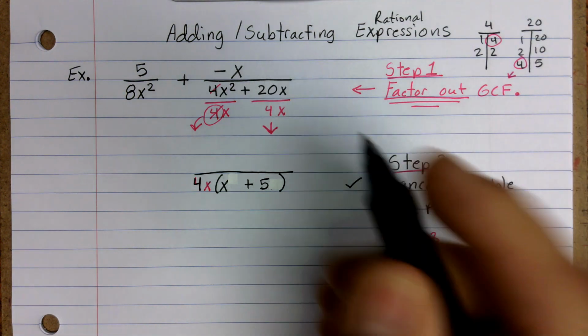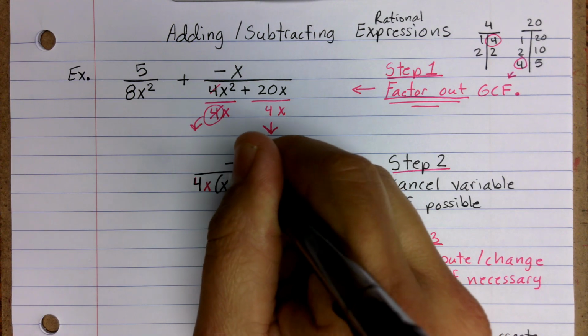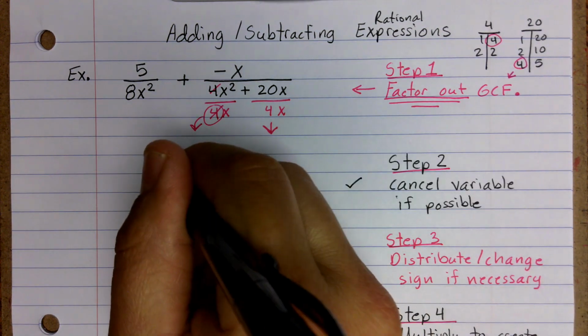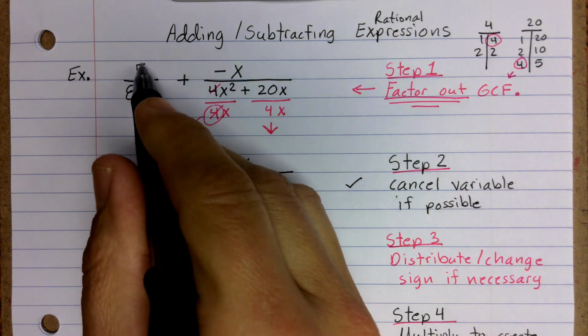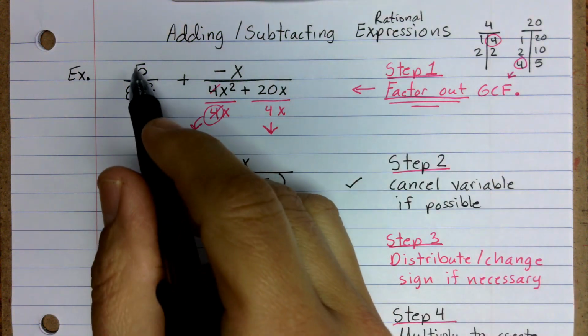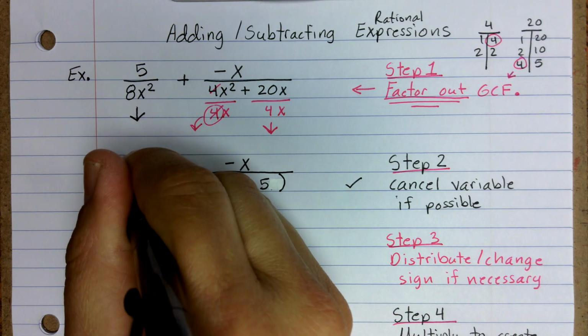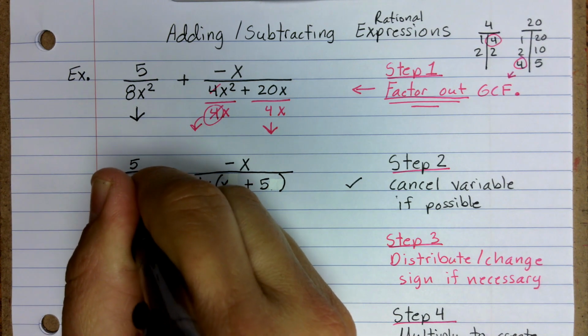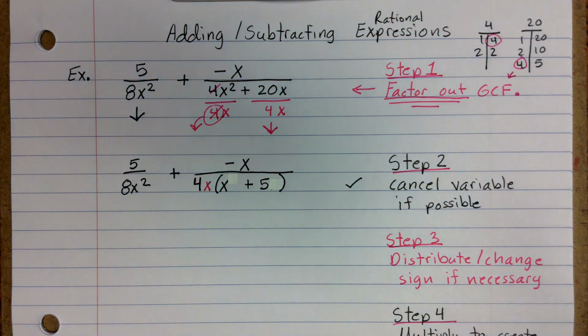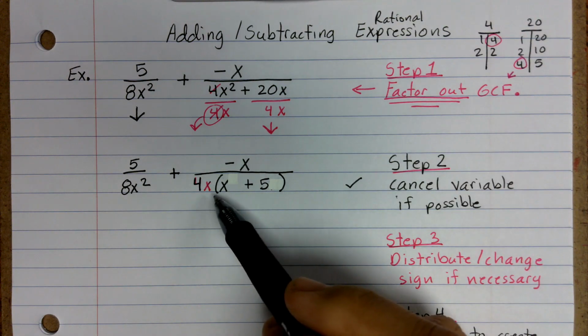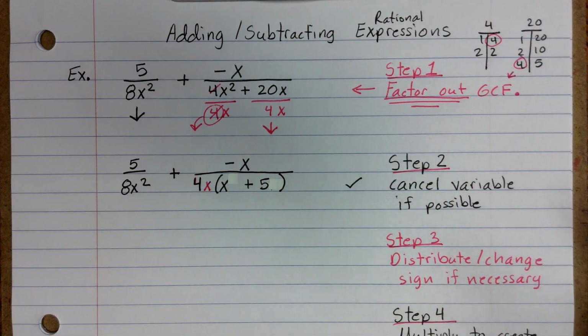Now my numerator was negative x. I'm still going to bring that down. I have negative x. I'm still going to bring down this plus sign. It's still positive at this point. I haven't done anything else. And I'm going to bring down this whole rational expression right here, 5 over 8x squared. So we have factored out our greatest common factor, and now we're ready to go to step 2.